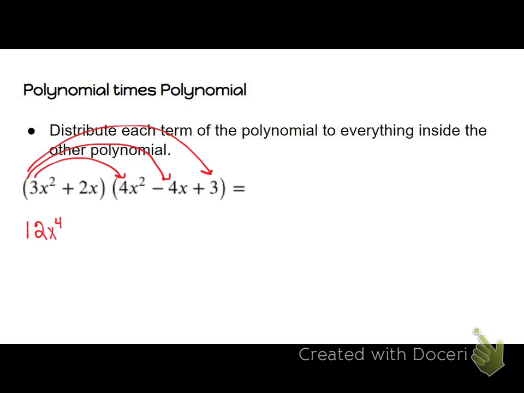There you distributed the first one. Not done. Now you have to distribute to my second term. So you're going to repeat the same steps. So multiply your coefficients. So what are you multiplying together? And what?